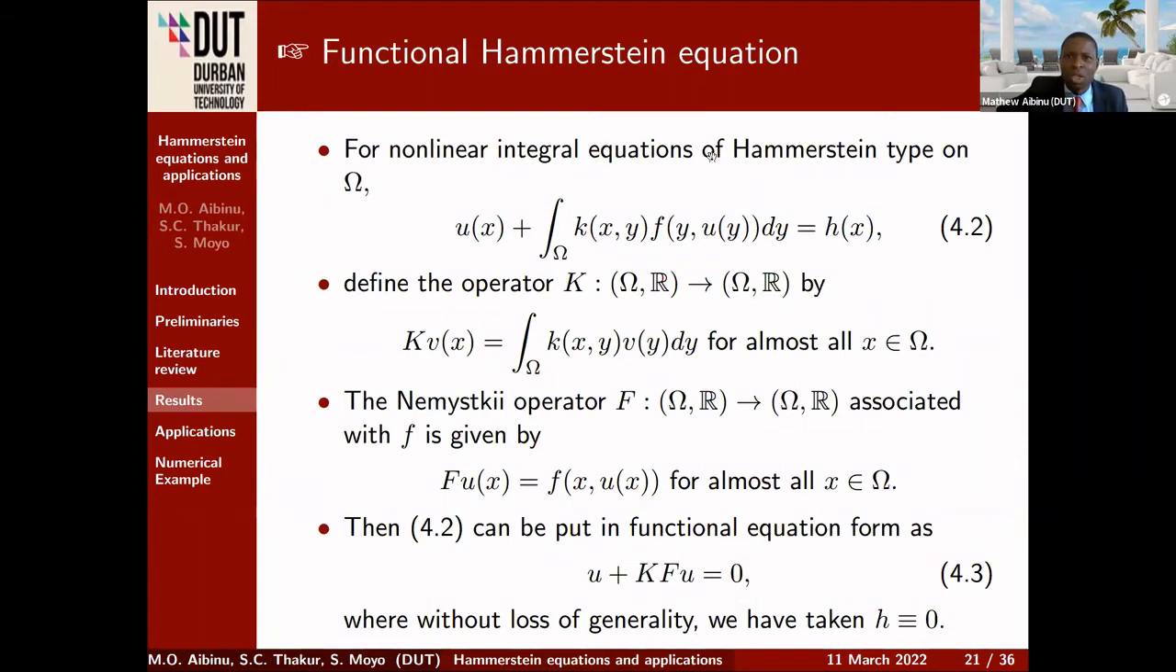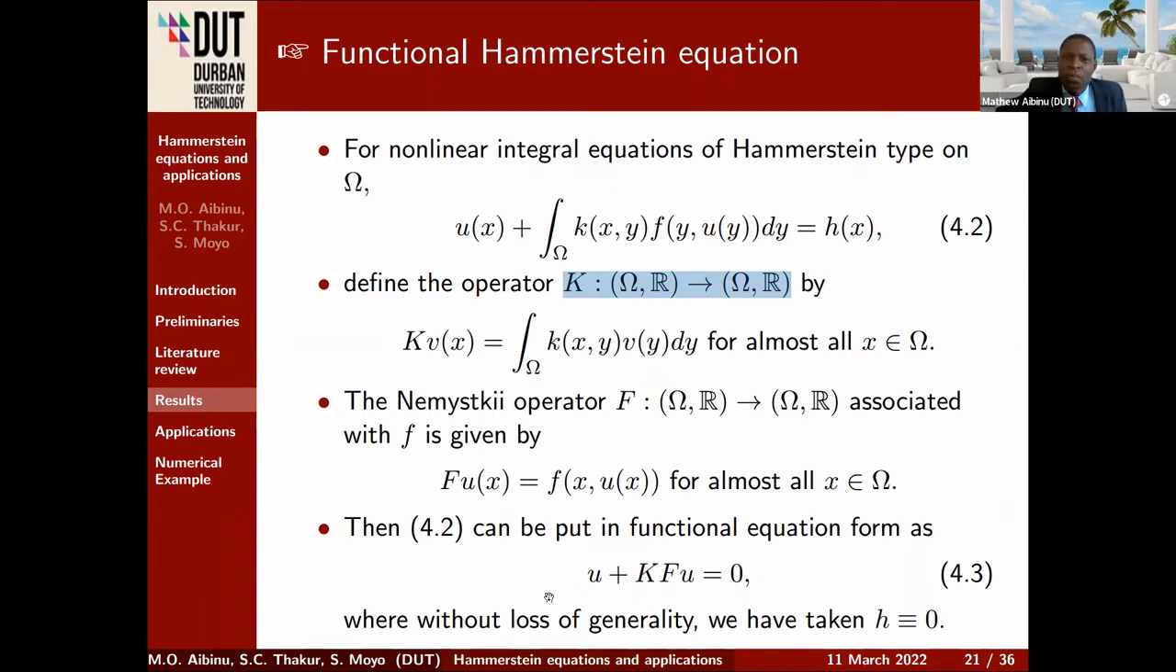A nonlinear integral equation of Hammerstein type on omega is given as this, which has been stated before. If we define the operator K to be this, and we define the Nemytskii operator F associated with f to be this, this integral equation 4.2 can be put in functional equation form as before.